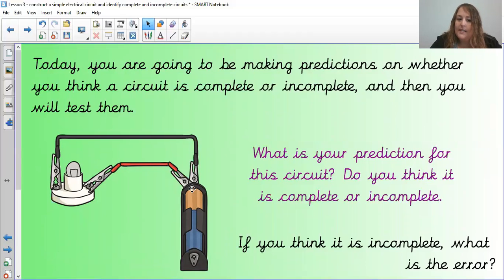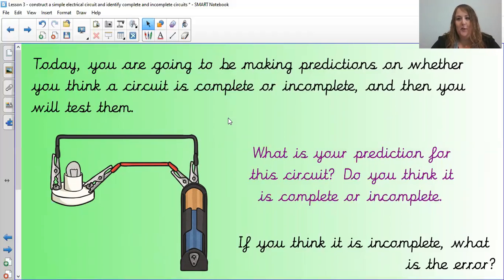Have a look where the wires are connecting on this image, have a look at the battery and have a look at the bulb. It also says at the bottom, if you think it's incomplete, what is the error? So you can pause the video here, write down your jottings if you would like to, or just have a think about whether it's complete or incomplete and how you know.